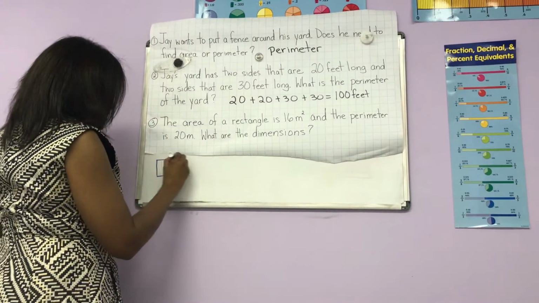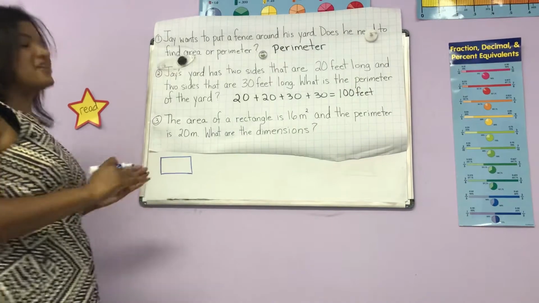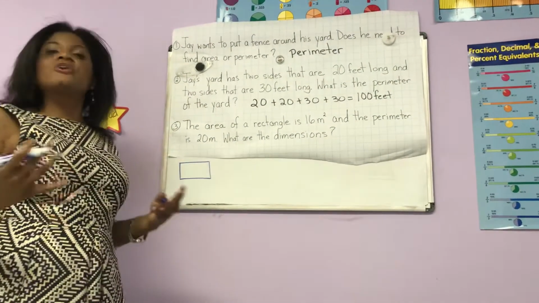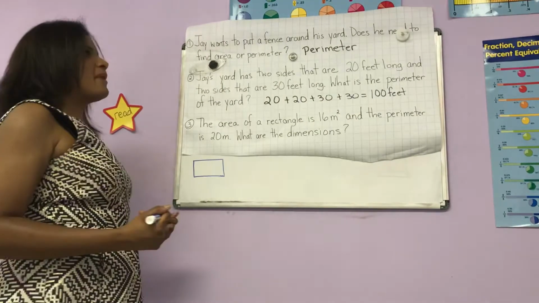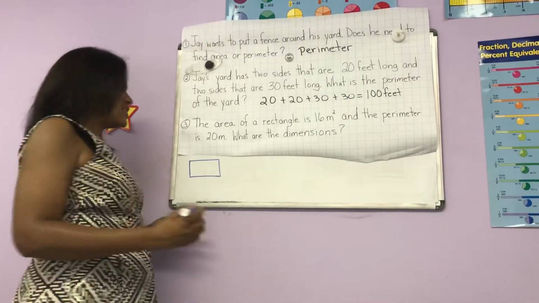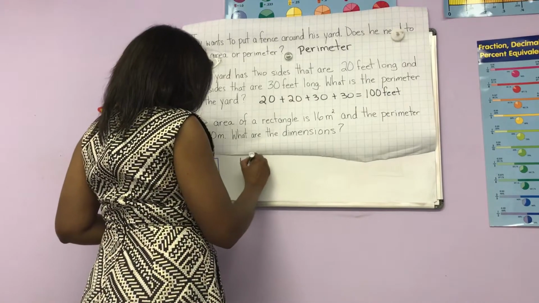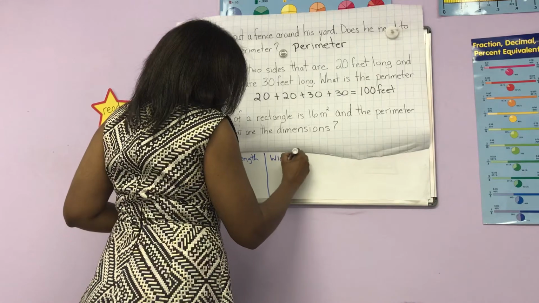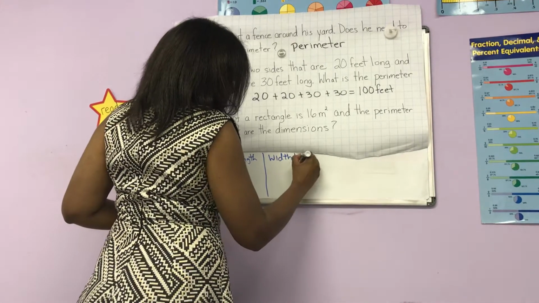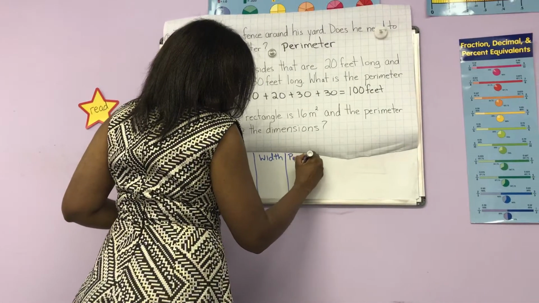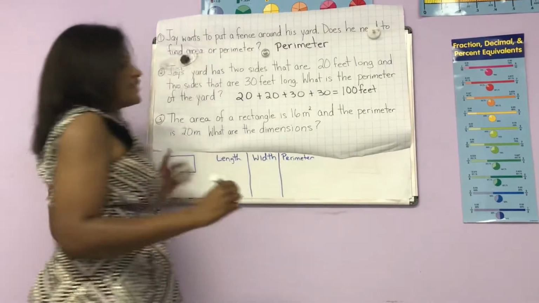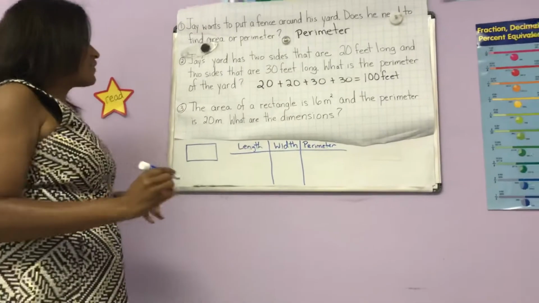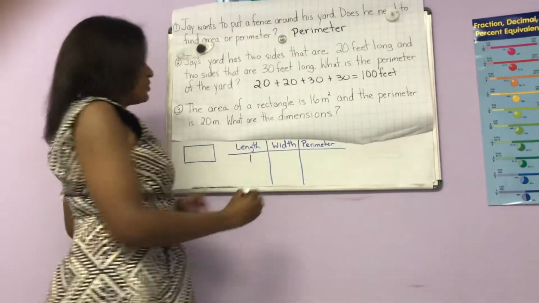If we have a rectangle here, the area is the space inside, and that is 16 square meters. With area, we know that's multiplication. So we have to think about what we can multiply to give us 16. We have length and width, and let's see what that can add up to with perimeter. We know the area is 16.